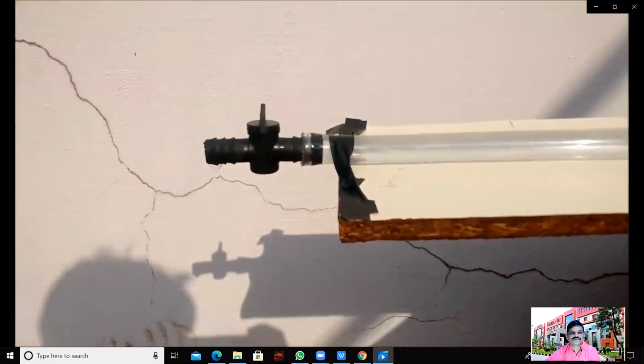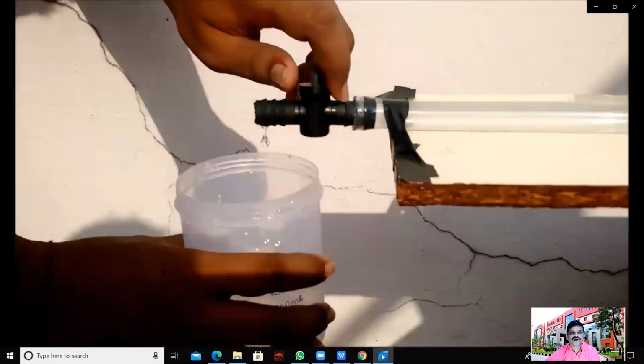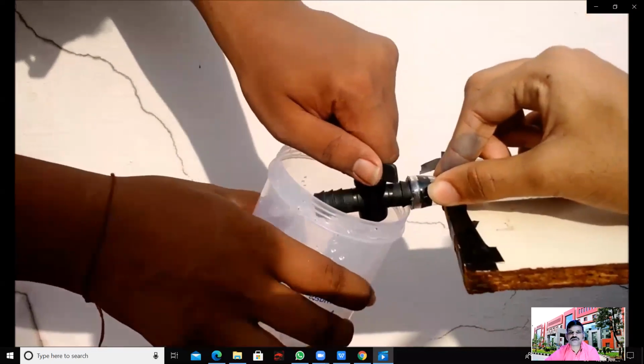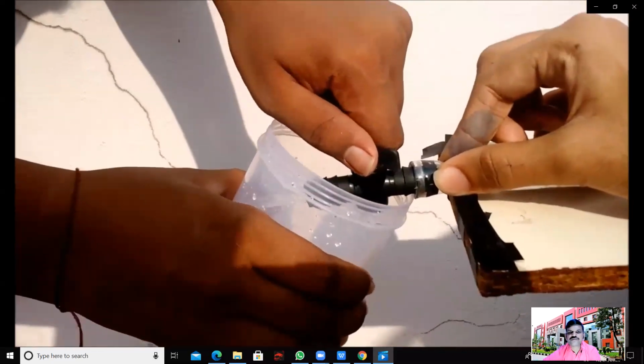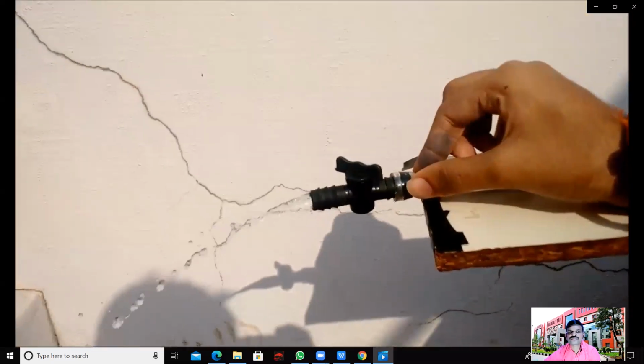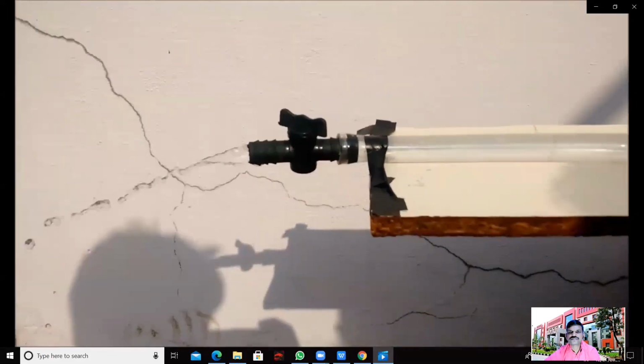Now let us open the tap completely so that we get a higher discharge. So for more discharge, we have to open fully. Now you can observe the dye filament moving. It has taken 5 seconds to fill 200 ml. From this flow rate, let us find the type of flow.